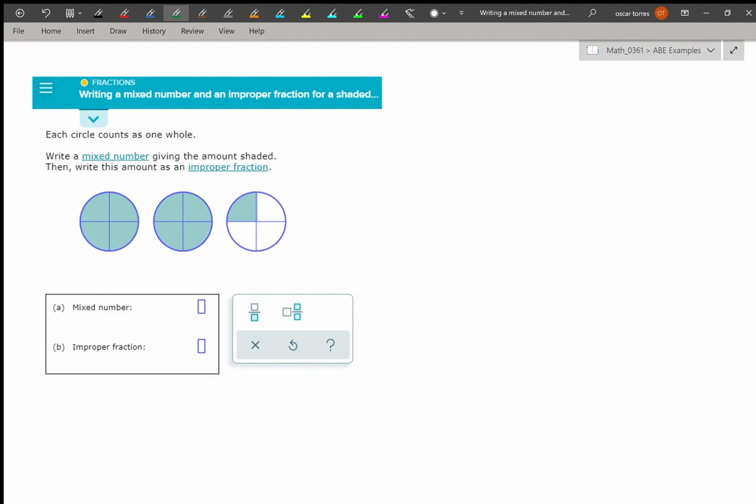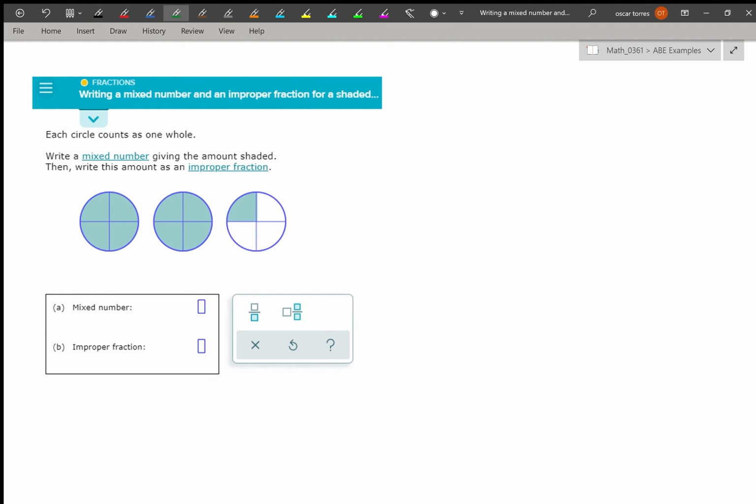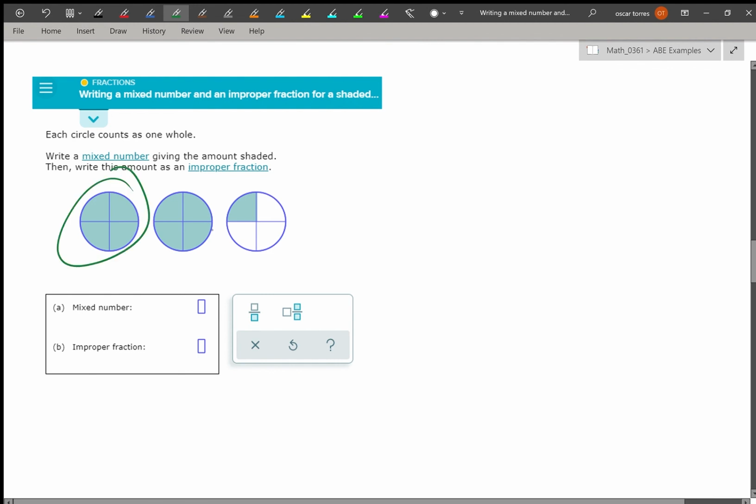Similar to the other problems, for our mixed number, we want to count the total number of filled in circles. So how many whole circles do we have? We have 2 entire circles. Then we have this remaining circle. It's split up into 4 pieces, and one of those pieces is shaded in. So we have 1 out of 4 pieces that are shaded in, and that's my mixed number.